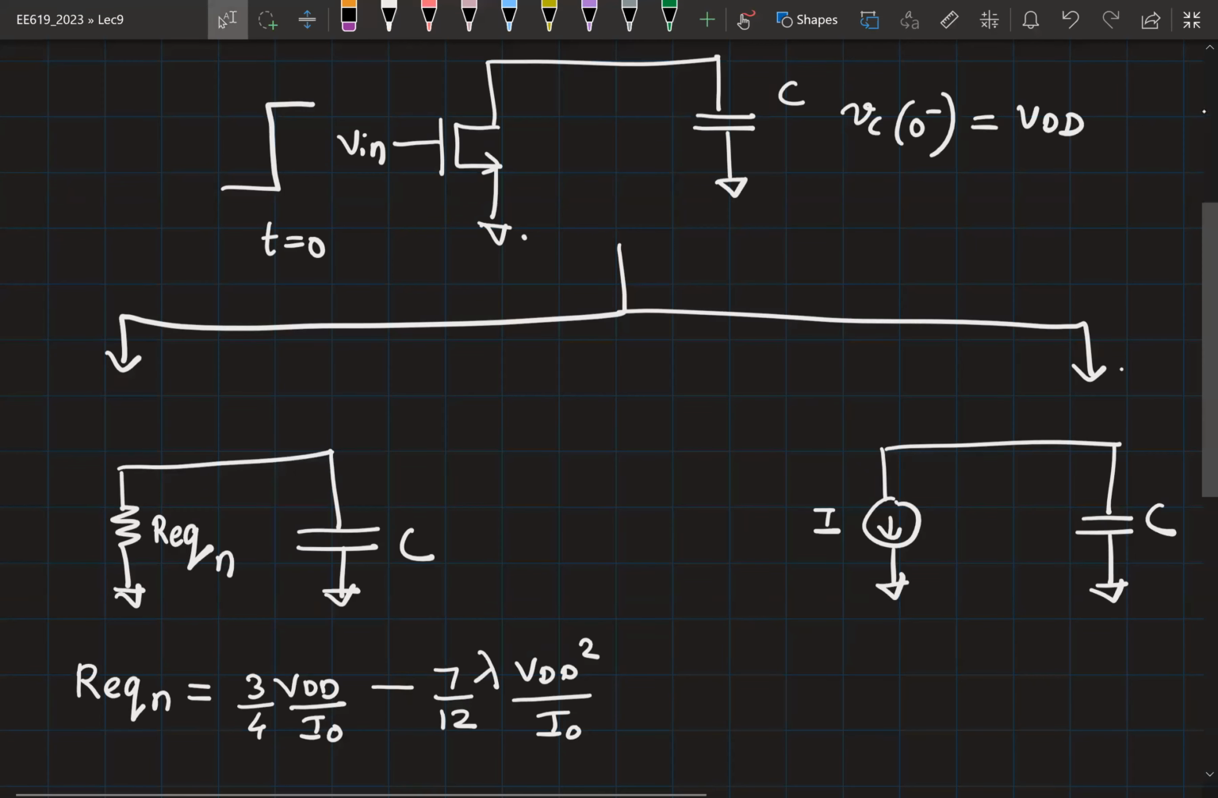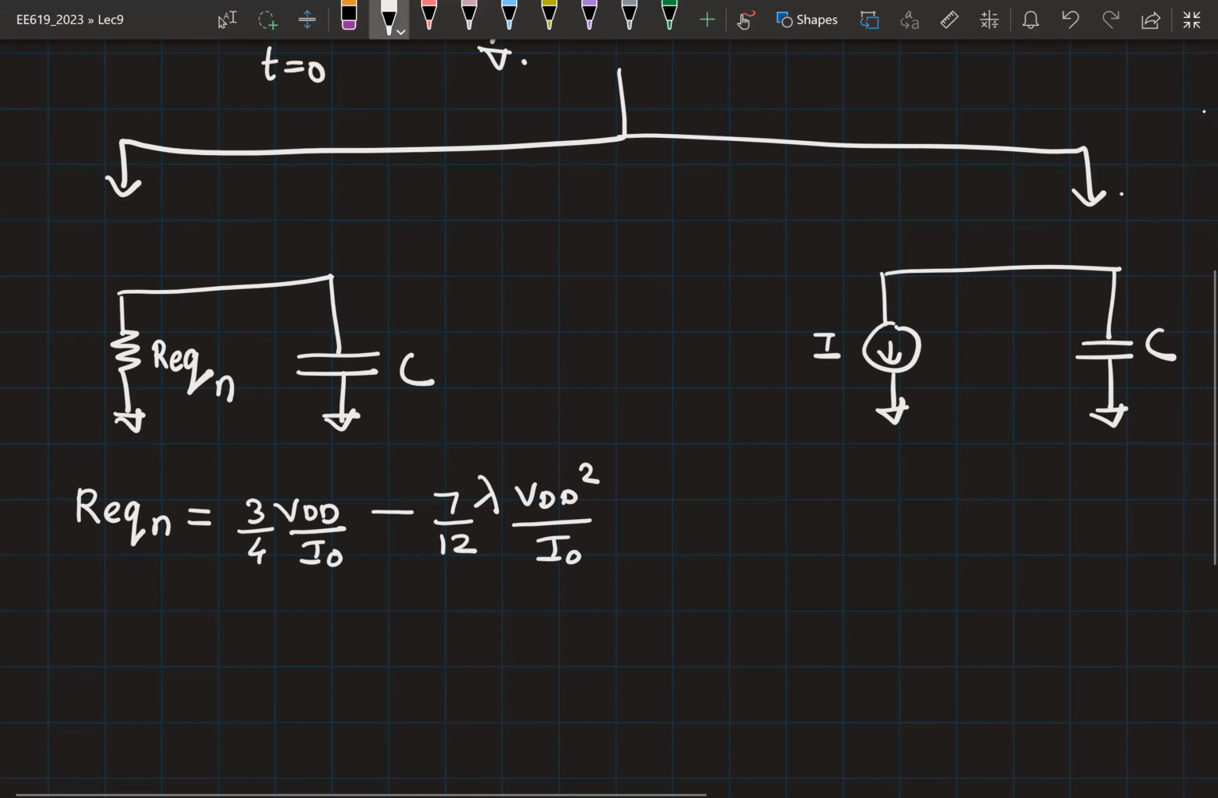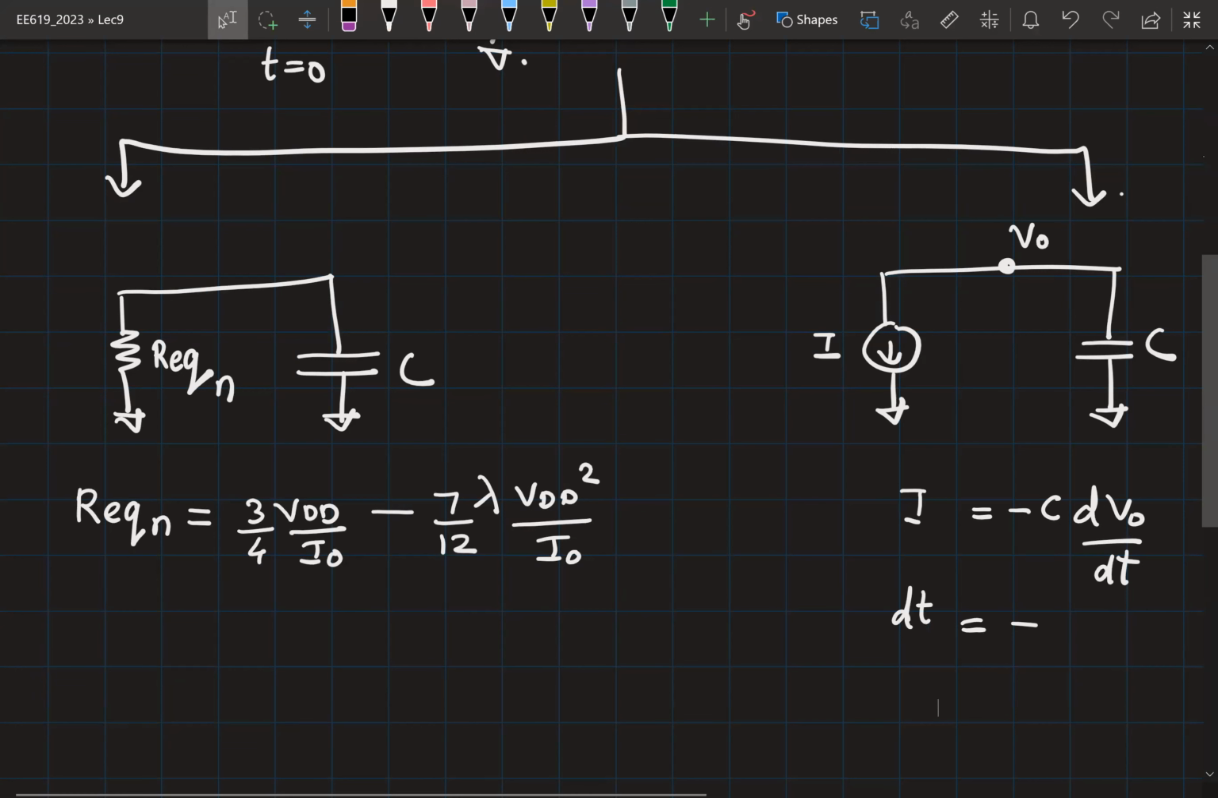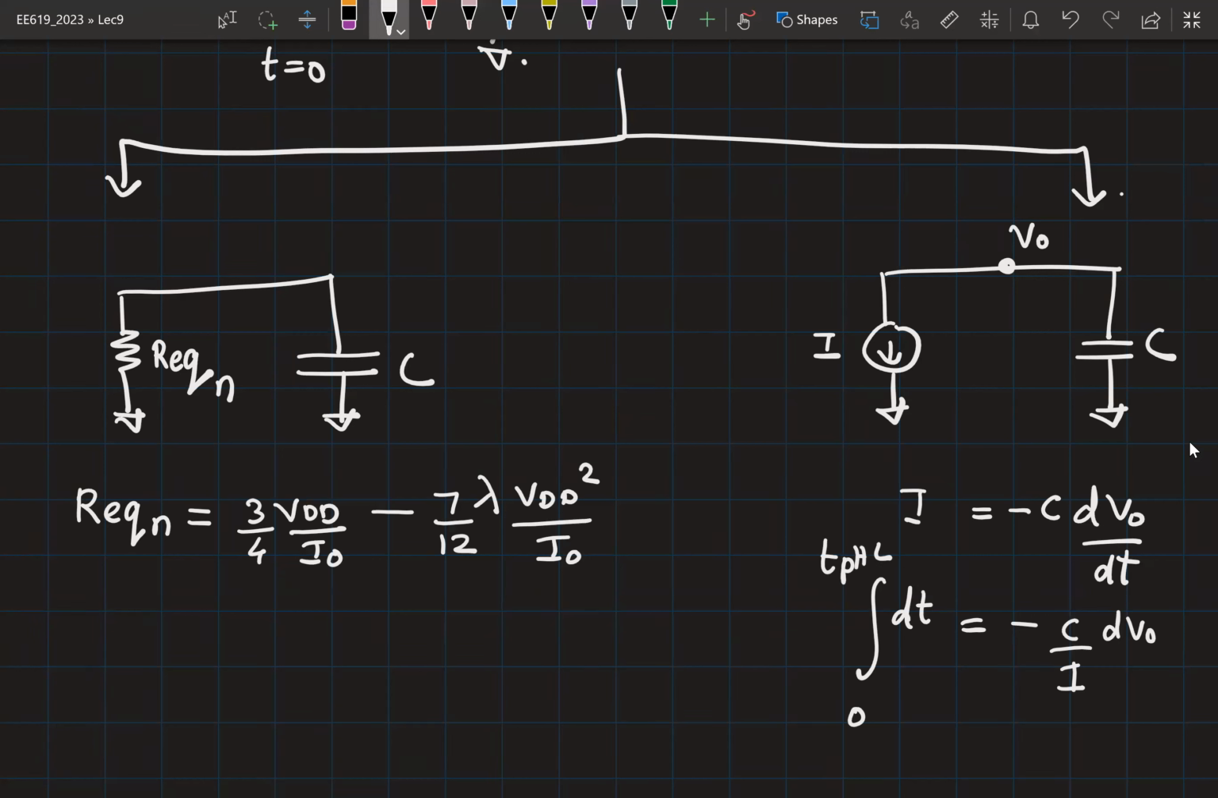So there were some questions regarding this. Let me quickly clarify. The current through the capacitor, IC, will be equal to C dV0 by dt, where this node is V0. Now I can write the expression for this current as I equal to minus IC. So you can take dt to one side, and you'll have minus C by I dV0. Then you integrate this from 0 to TPHL. This integration will run from VDD to VDD by 2.